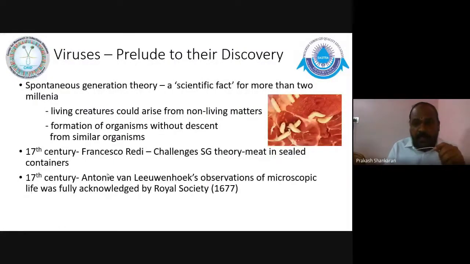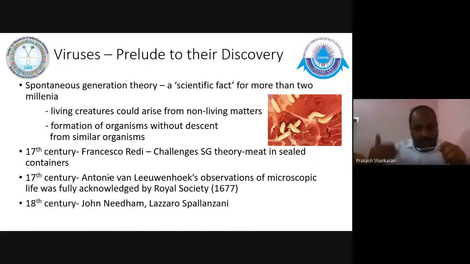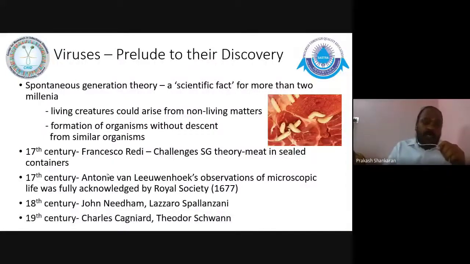Why I'm stressing this is that it has a direct relevance to refuting the spontaneous generation theory. Lots of scientists in the continuing centuries, because it took 3 centuries finally to convince the scientific community that the spontaneous generation theory is wrong. In the 18th century, John Needham and Lazzaro Spallanzani did some experiments and put forth their ideas to refute the theory. In the 19th century, Cagniard de la Tour and Theodor Schwann were doing more experiments to prove it.